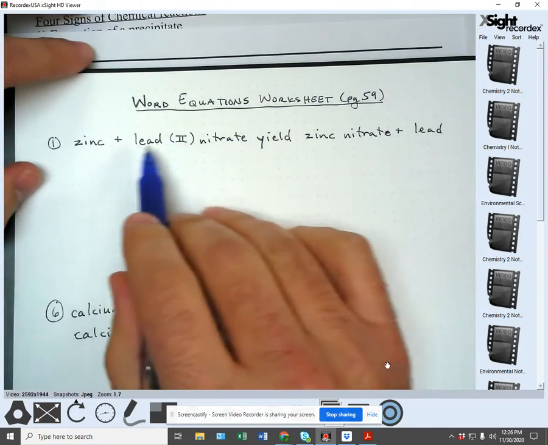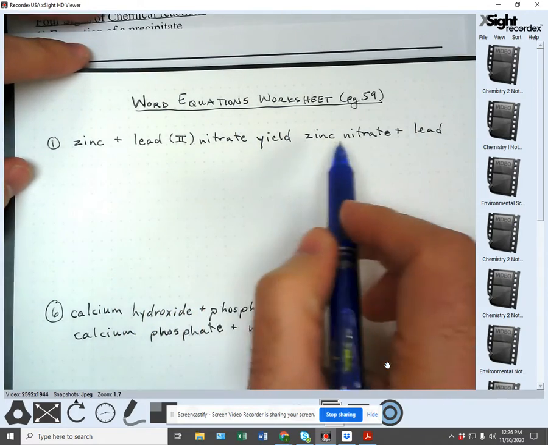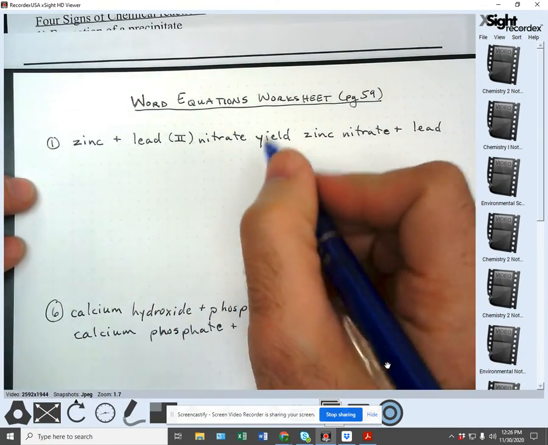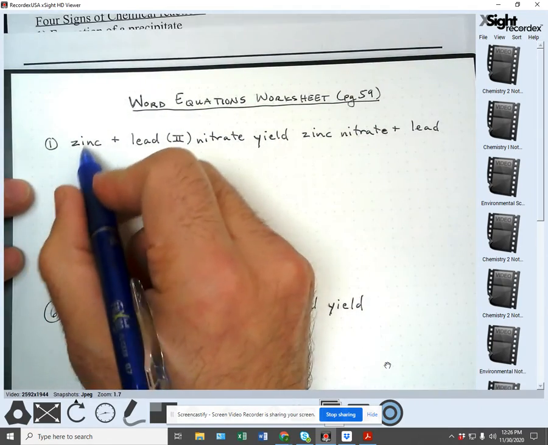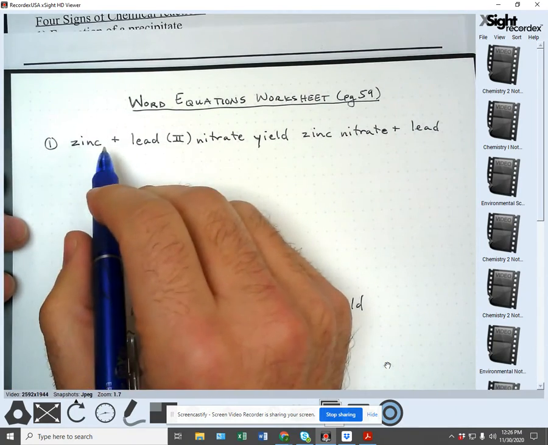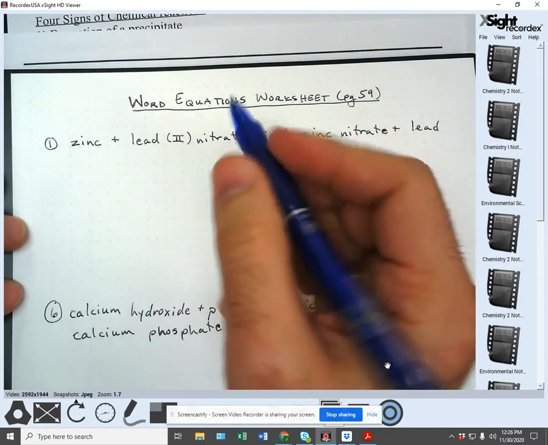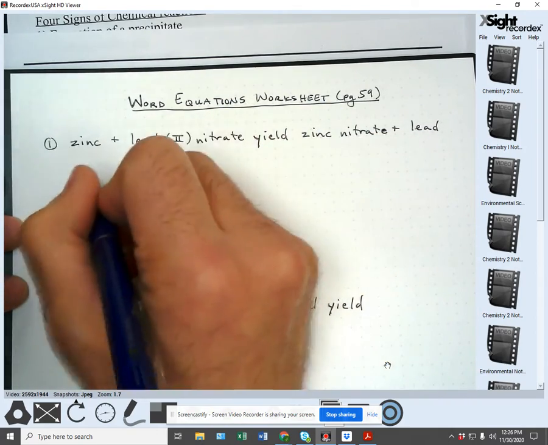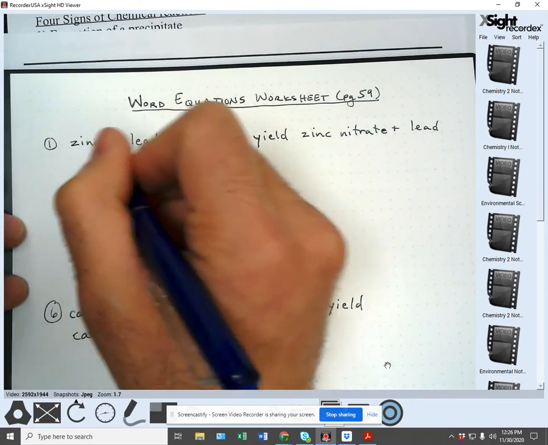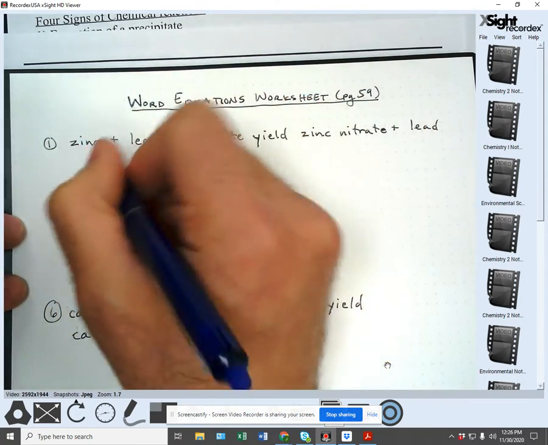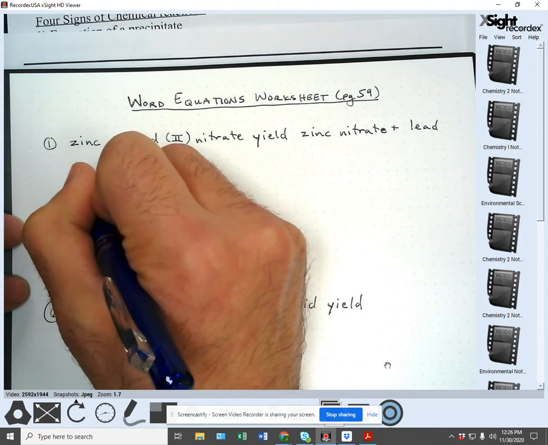So zinc plus lead-2 nitrate yields zinc nitrate plus lead. We need to turn this into a formula equation. So zinc, just zinc by itself, nothing to combine it with, is Zn. I'm going to leave a little space here to show my work making the equation. So I'm going to do zinc.